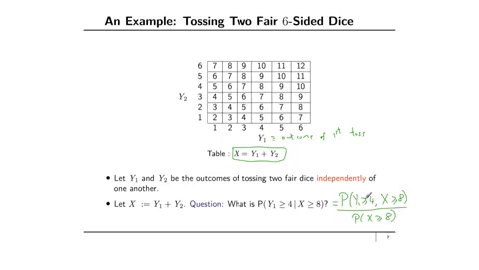Okay, so how do we calculate these two quantities? Let's look at the numerator first of all. So we need two events here: Y1 must be greater than or equal to 4 and X must be greater than or equal to 8. The first event is clearly captured inside this box here, because this corresponds to Y1 being greater than or equal to 4. So all of these outcomes correspond to that event. The event that X is greater than or equal to 8 corresponds to these outcomes.